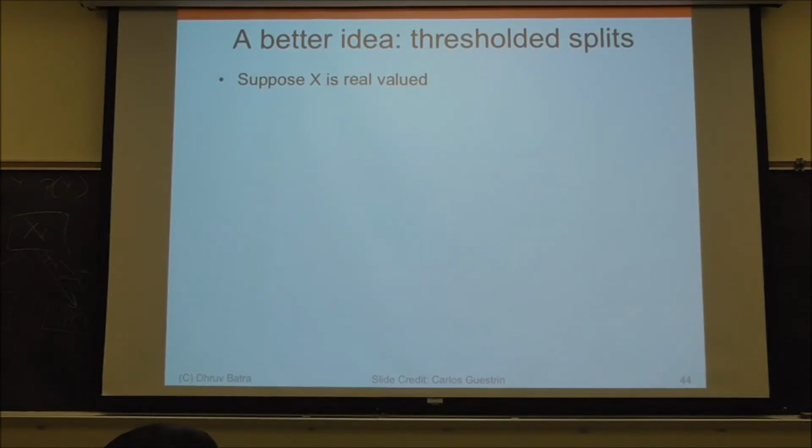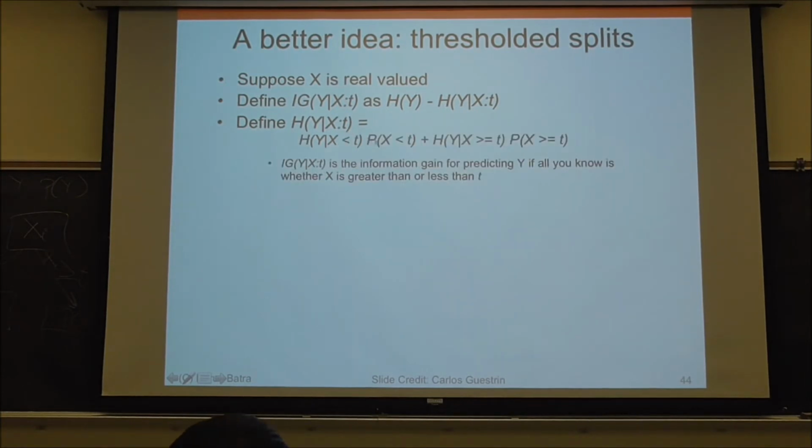So this is what we're talking about. If x is real valued, you define information gain of y given x against that threshold. So you check probability of x less than threshold, the conditional entropy, probability of x greater than threshold, the conditional entropy on the right side, and this is what you define as the information gain for this particular threshold, right?